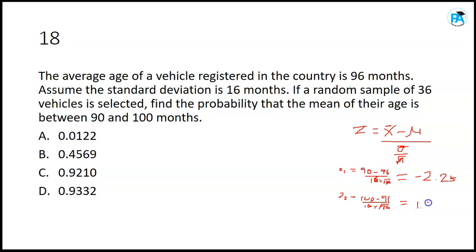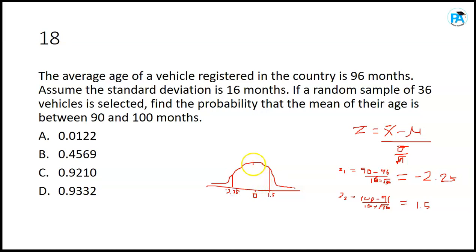Positive 1.5. So to find the area between them, this is supposed to be a straight line, so pardon me for that, but the cursor I'm using right now is disturbing me a bit. So when we say between, now in a standard normal curve, the middle is always zero, isn't it? And positive 1.5 should be somewhere here. And negative 2.25 should be somewhere here, isn't it?